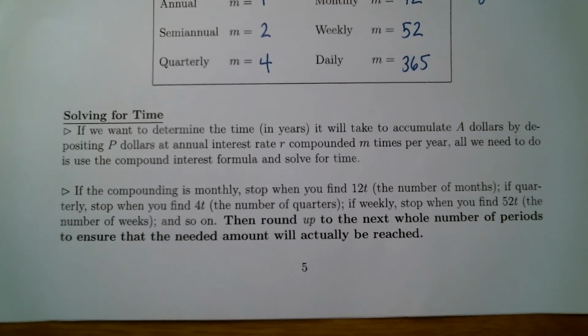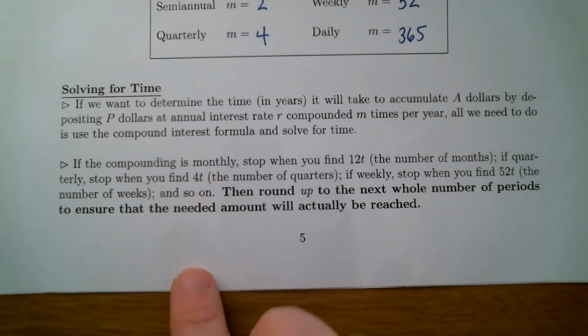So thinking back to the compound interest formula and the future value of an annuity formula, if you want to determine the time in years it will take to accumulate A dollars by depositing P dollars at annual interest rate R compounded M times per year, we need to solve the compound interest formula for time, okay? Same thing if you were making regular deposits and you needed to solve the future value of an annuity formula. If you're looking for how long it's going to take, you're going to have to solve for time, okay? But here is the big thing, this particular bullet, okay?